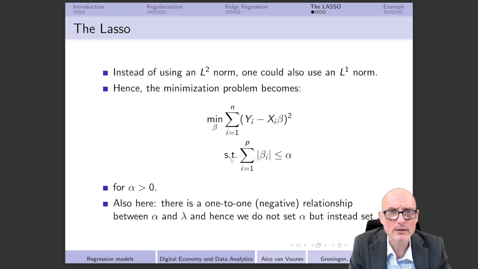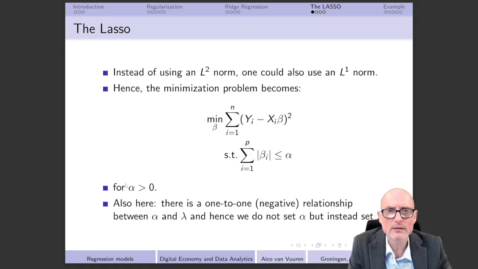But in addition to that, we now also get a restriction, and that gives us the L1 norm restriction. Namely, the sum over the absolute values of beta i, rather than the beta i squared, must be smaller or equal to alpha for some positive alpha. If we do this, we get another important regression method in machine learning, and that is the so-called lasso.